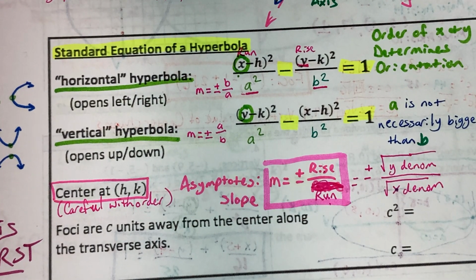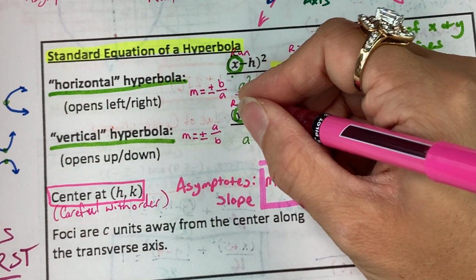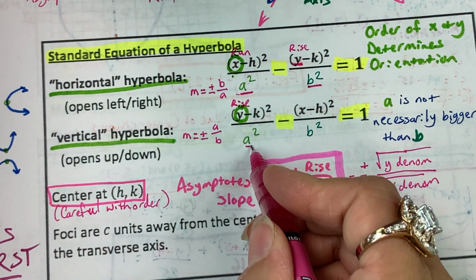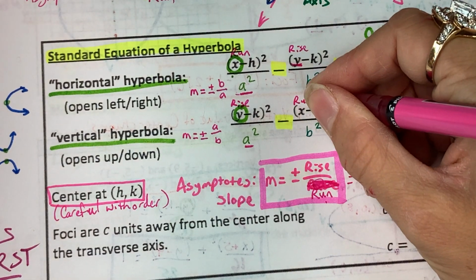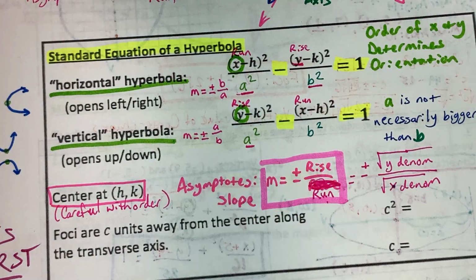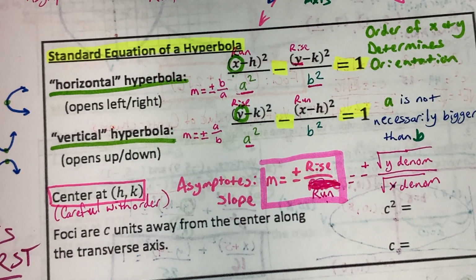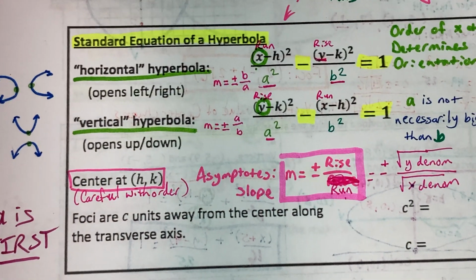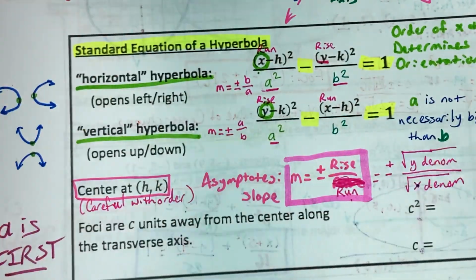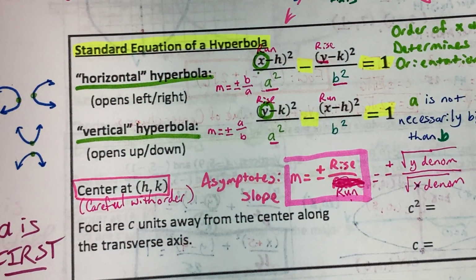Now in my vertical hyperbola, when we think about rise over run, my rise is y, and so my a value gives me my rise value. My run is x, and so my b value gives me my run. So we're going to be practicing this a lot in the homework packet, but keeping this stuff straight, and keeping it straight with what we've already learned about ellipses, is kind of what makes this challenging.